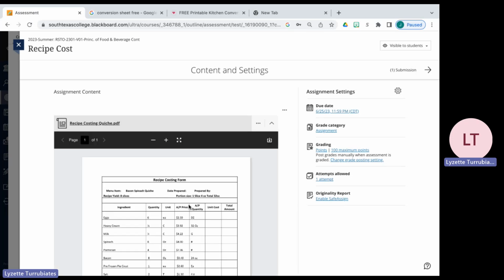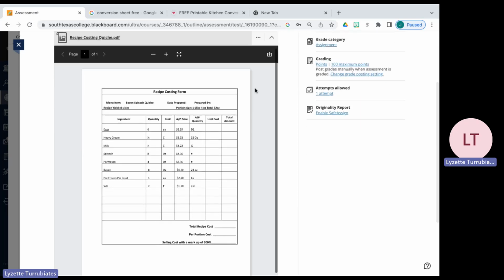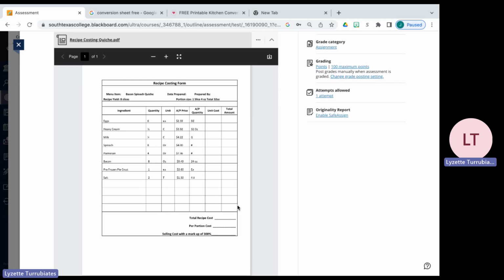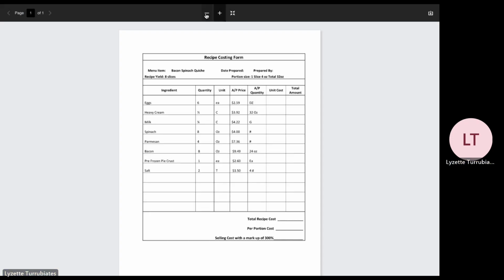To access the specific recipe that you're going to be using, you're going to click on the PDF file and it'll open up. You can download this at home, print it out, and fill out the information at home. But let's first go through this form. This is a standardized recipe costing form.